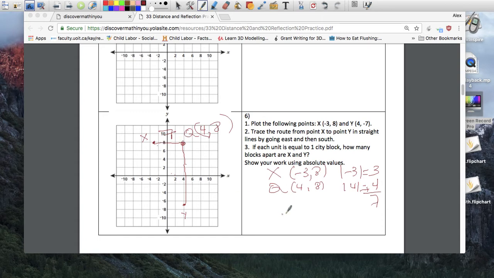Now we're going to go Q to Y. Q is 4 and 8. Y is 4, negative 7. So we're going to take the absolute value of 8 and negative 7. Absolute value of 8 is 8. Absolute value of negative 7 is 7. 8 plus 7 is 15, right? So this stretch right here is 15. So the distance is the combined measurements of 7 plus 15, and 7 plus 15 is 22 again. That's our distance.